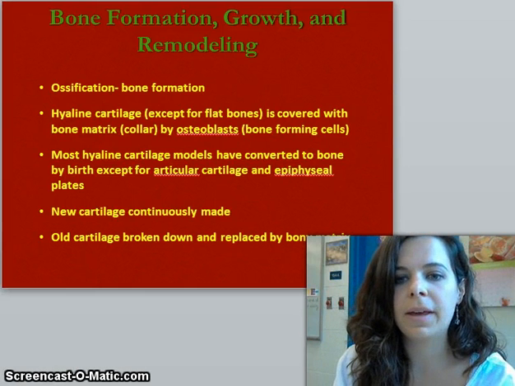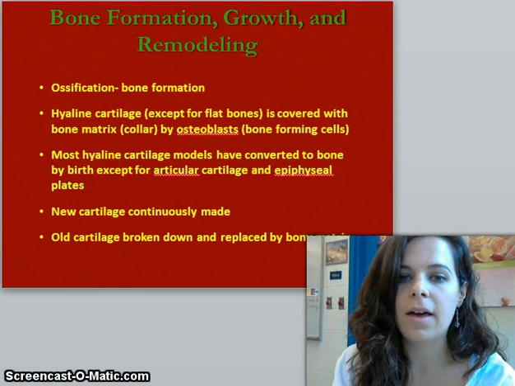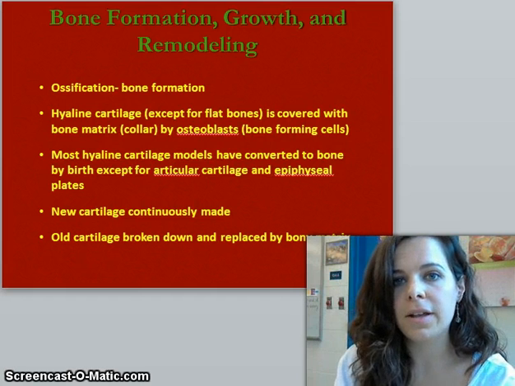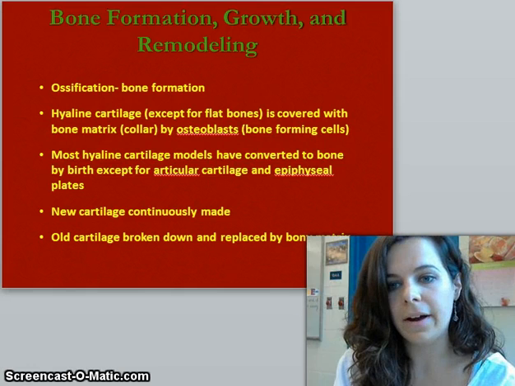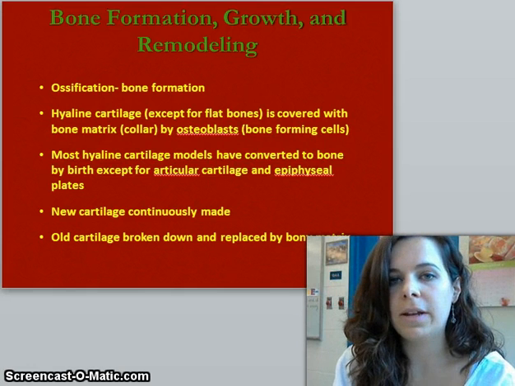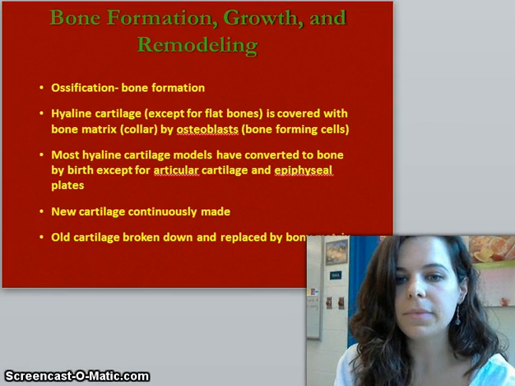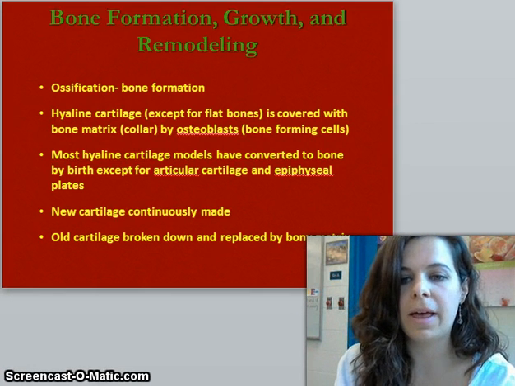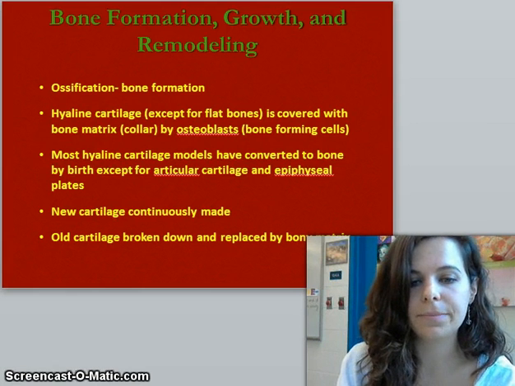When your bone is forming and growing and remodeling, you have a lot of bone formation, or ossification, occurring. When you're a fetus, your bones are made mostly of hyaline cartilage, which are covered by a bone matrix or a bone collar. And in that bone collar are osteoblasts, which are bone-forming cells.